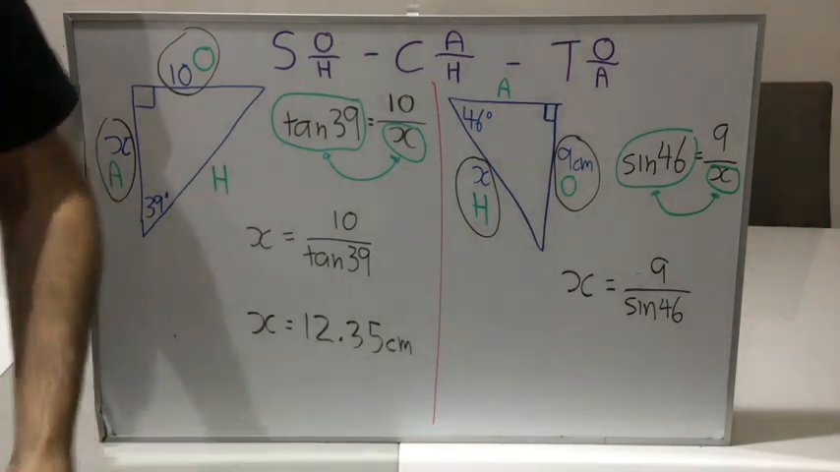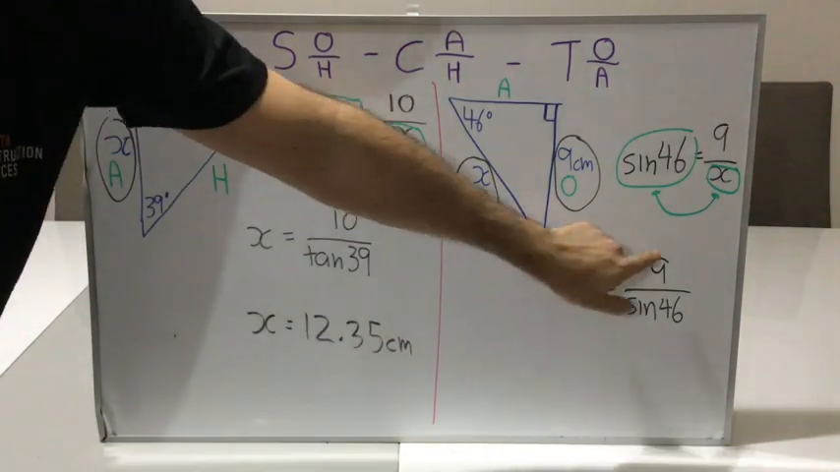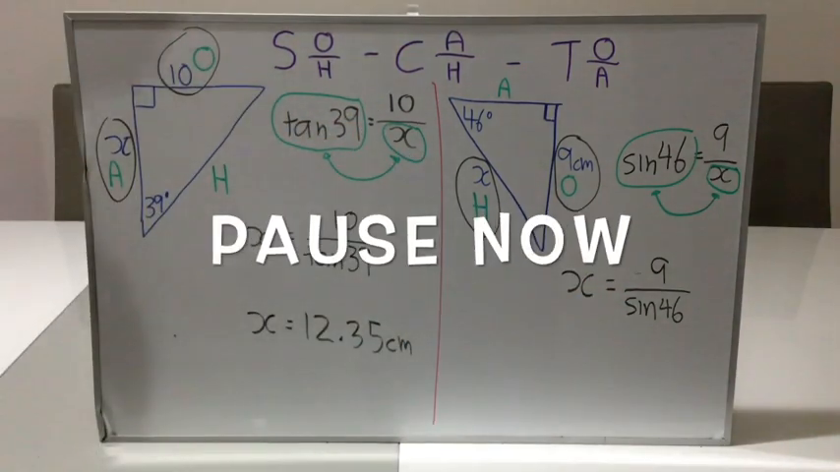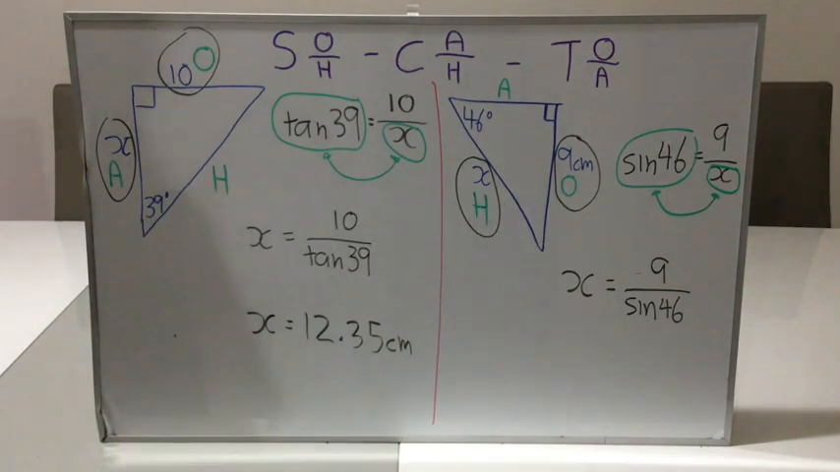So your calculator will find the answer. You don't type in that part, but if you type in the fraction 9 over sine 46, you'll get your answer, 2 decimal places. X equals 12.51 centimetres. Alright, that's it for today's examples. You can work through the book questions now.